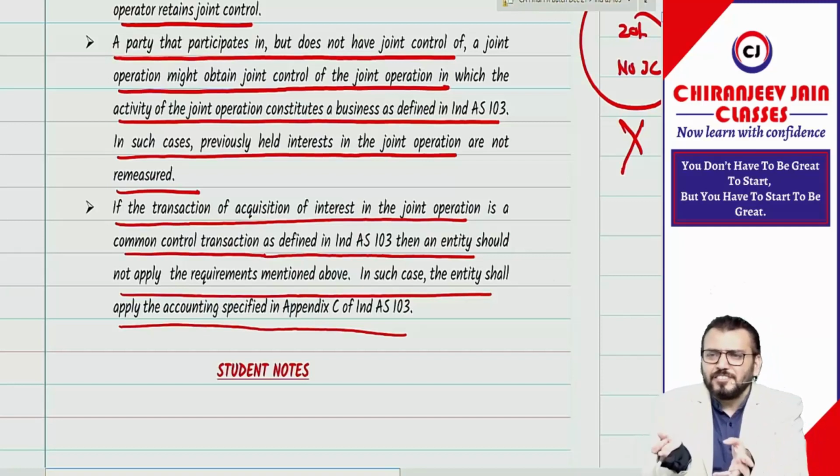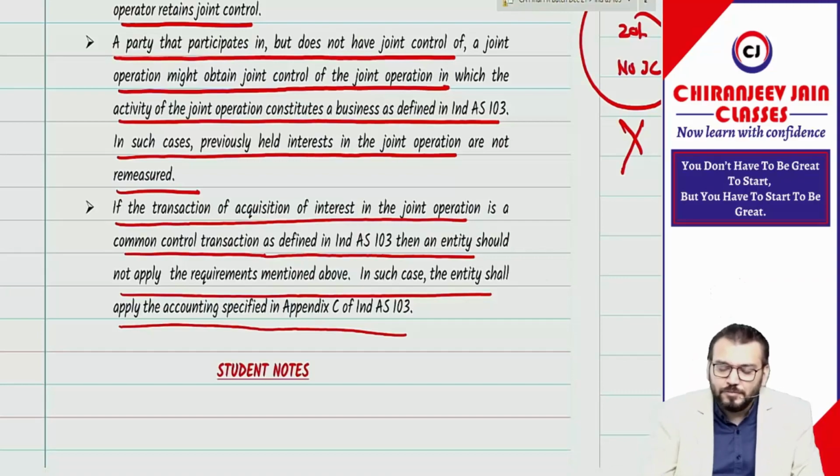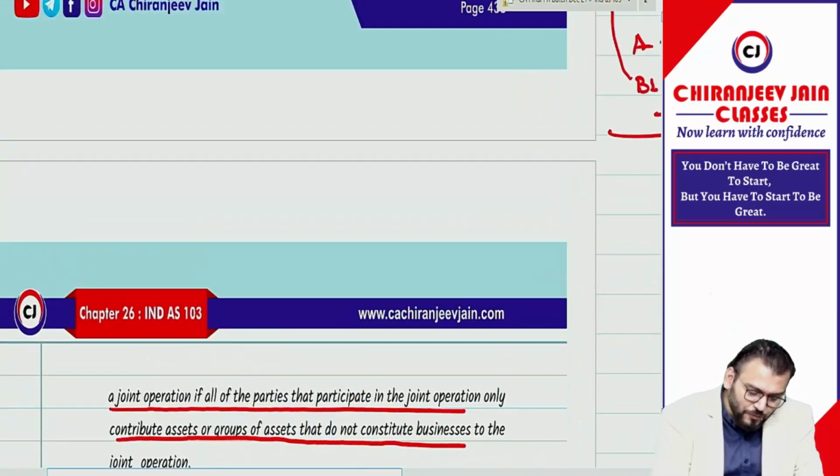Means in Appendix C we know asset will come, liability will come at carrying amount. Simple. Understood? But I think for this too they have not given any question. They have given questions for Ind AS 103.